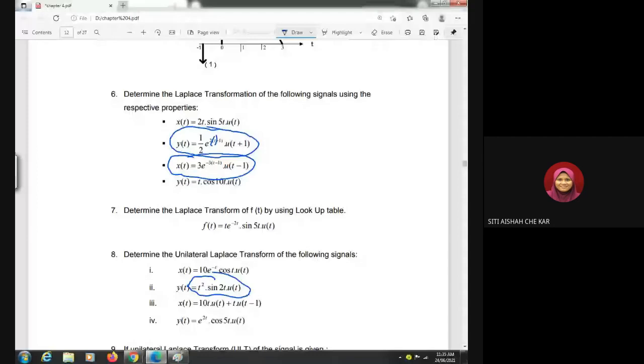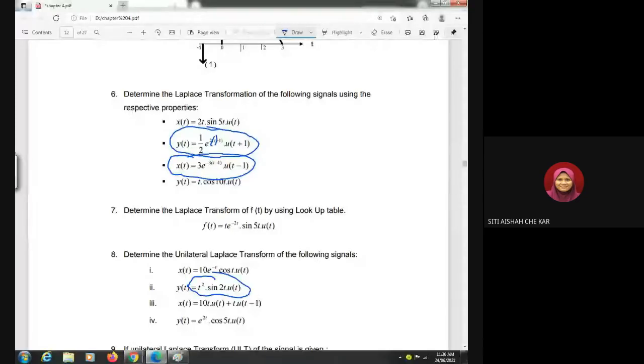Kalau macam ni tak ada sebab dia tak ada t plus something or apa-apalah. So ni pun tak ada. Oh yang ni ada t plus 1 and t minus 1. Okay, so itu maksud dia shifting in time domain. Dekat mana ada t, dekat time tu plus or minus any value. So automatic it belongs to shifting in time domain. Okay, so kita tengok soalan ni.